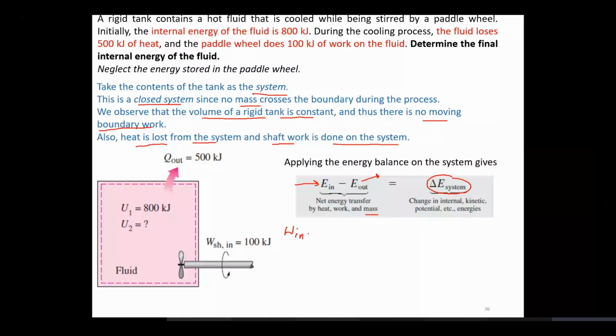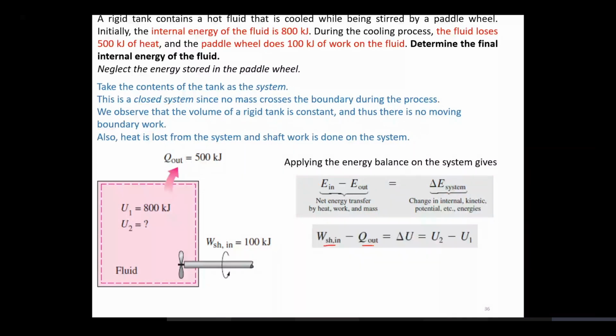And what is going out of the system? Q out is basically going out of the system. And that would be equivalent to change in energy of the system, which is essentially equal to change in internal energy of the system. So if we elaborate on the equation, we see that we have shaft work in coming to the system, heat moving out of the system, and the change in the internal energy of the system is U2 minus U1.